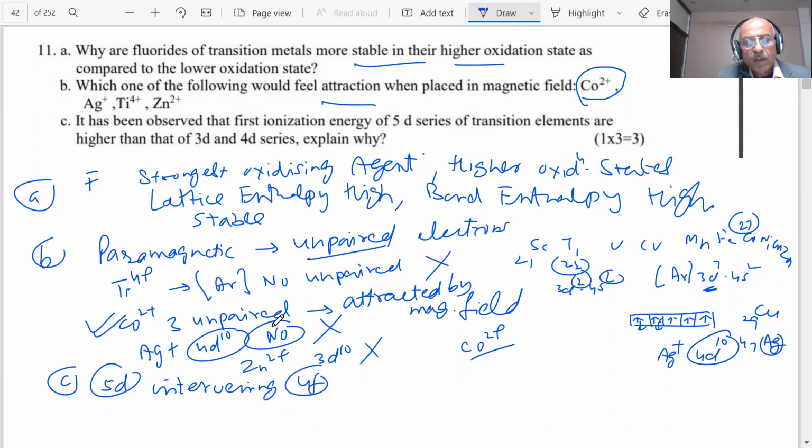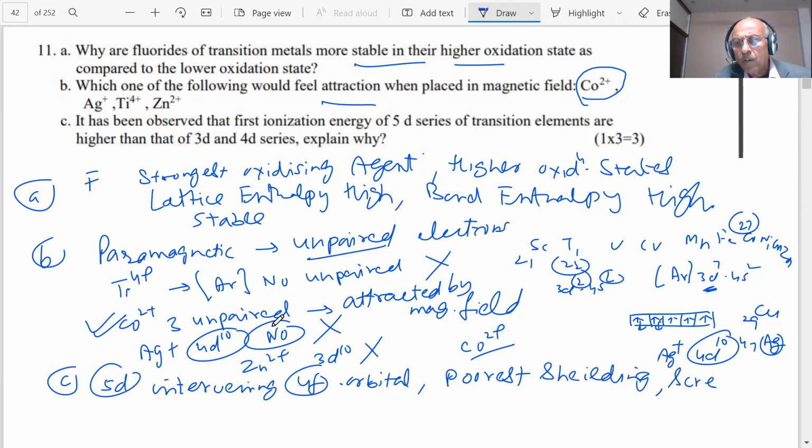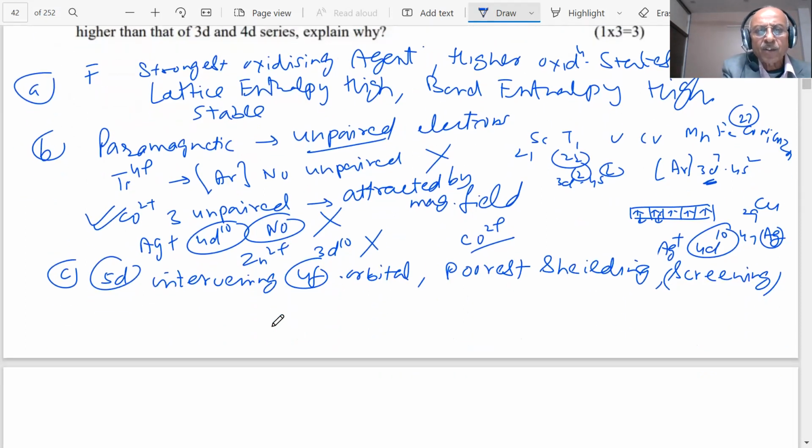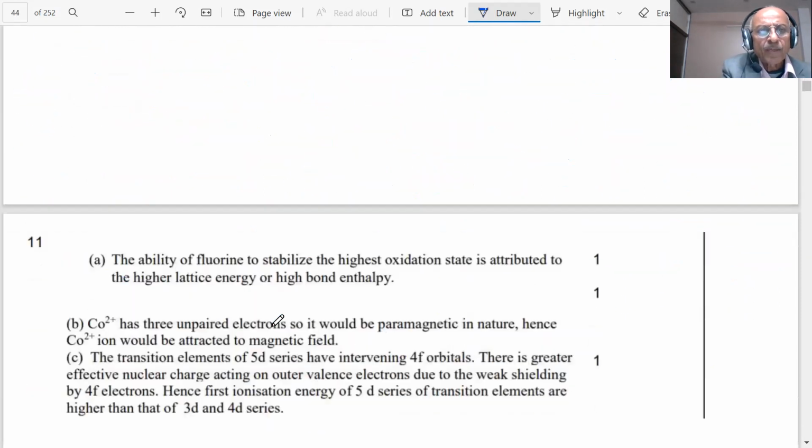4f orbital, and this has the poorest screening, poorest shielding. So the result of that will be the outer electron will experience greater attraction, and therefore the first ionization energy will be higher. Let us see the answer given by the CBSE.